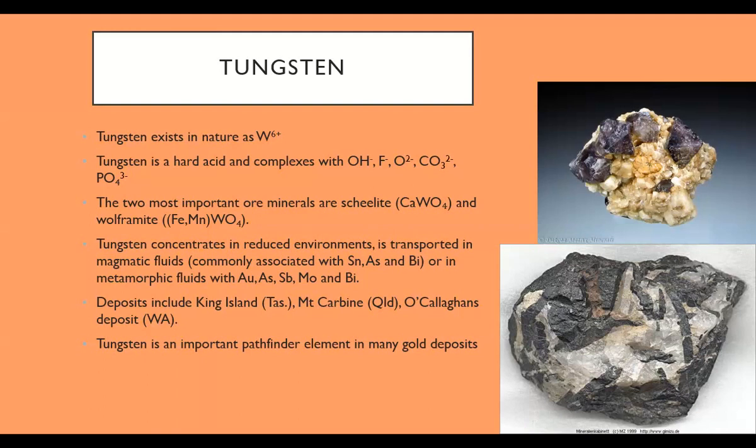Okay, tungsten exists as 6+. It's a hard acid. The most important ore minerals are scheelite, calcium tungsten oxide, or wolframite, iron manganese tungsten oxide. So concentrated in reduced environments, mainly in magmatic fluids, but commonly in skarns as well. And tungsten is an important pathfinder for gold deposits.